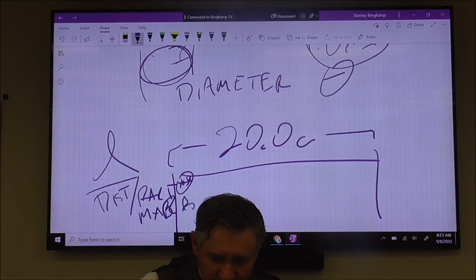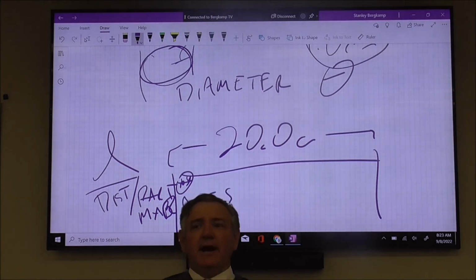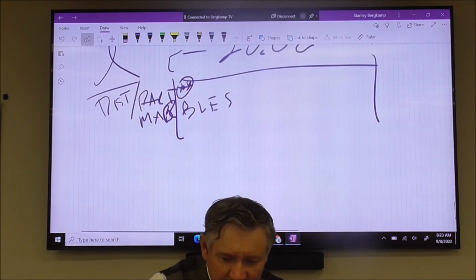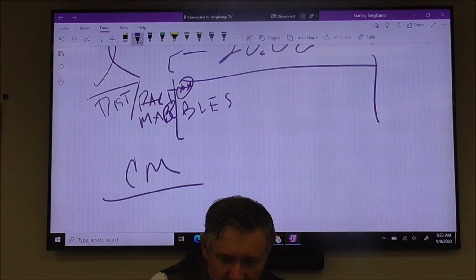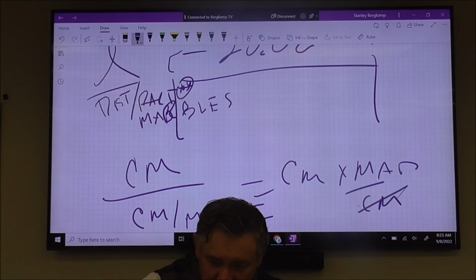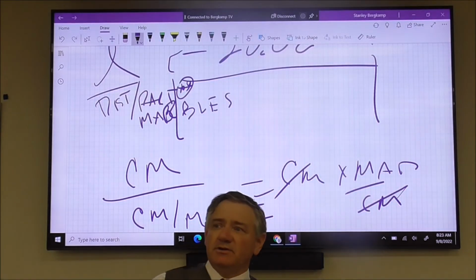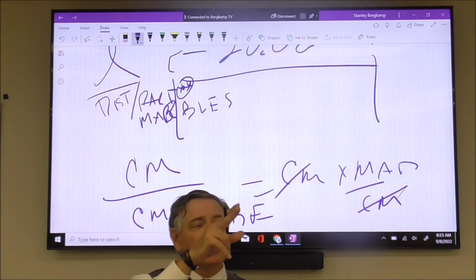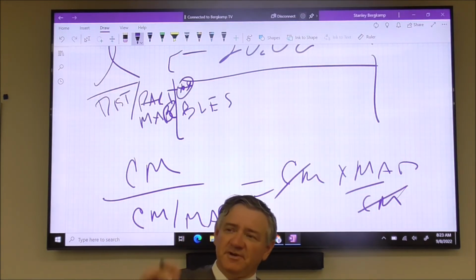Marbles. I lost my marbles. Okay? Now, look what happens. This is where the magic happens. If that length is in centimeters, and you divide that by centimeters per marble, guess what? That's like taking centimeters and multiplying that by marbles per centimeter, multiplying by the reciprocal. Look what happens. The units cancel out. You get marbles.